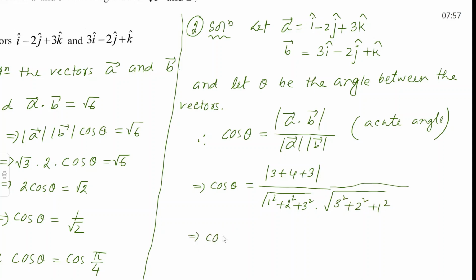Then it will give us cos theta equal to numerator 10, the modulus of 10 is simply 10, divided by 9 plus 4 is 13, plus 1 is 14, and here also 14. Root 14 into root 14 is simply 14, so it is obviously 5 by 7. From here we can find that theta is simply cos inverse of 5 by 7. It is not a standard angle, so you have to leave the answer here.